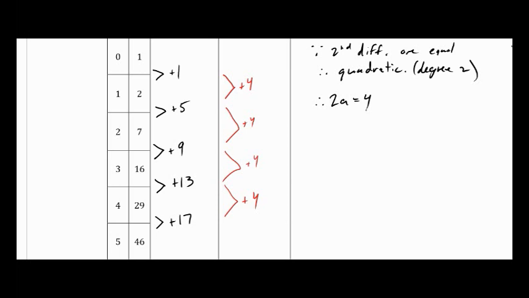Okay, so if 2a is 4, a is 2. Very good. Now what? Why? Say that again. Oh, 2, yeah. I thought you were talking about B. Yes, sorry. What else can we do?